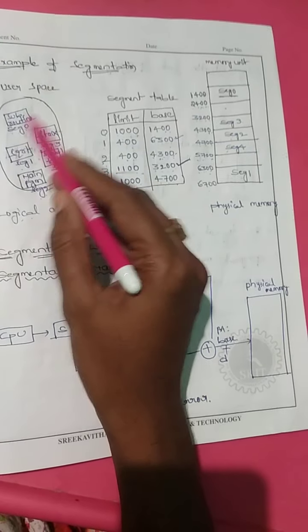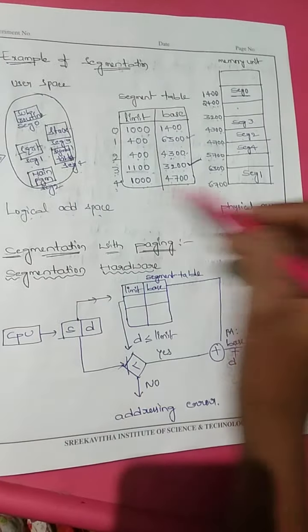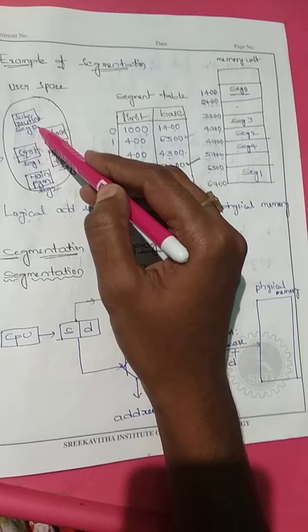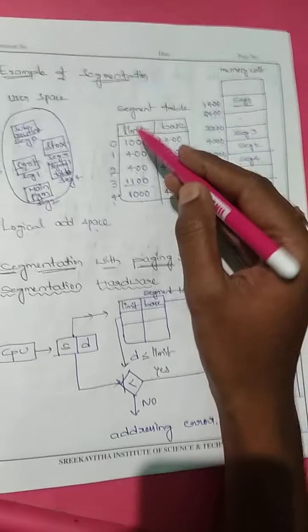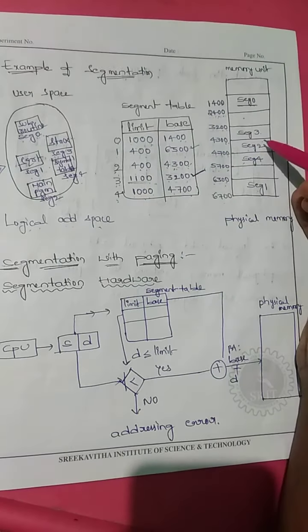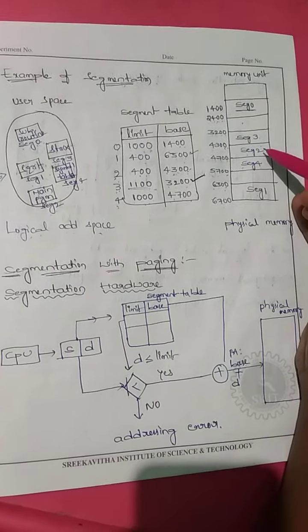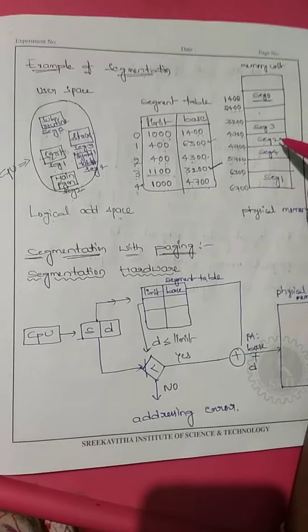In this way, the segments of the user-written program will be stored in the memory unit. Firstly, we have the segments in the user program and mention the segment values with segment numbers, and we have the segment table. Based upon the segment table, they are stored in the physical memory, nothing but your memory unit. So this is about the segmentation architecture.